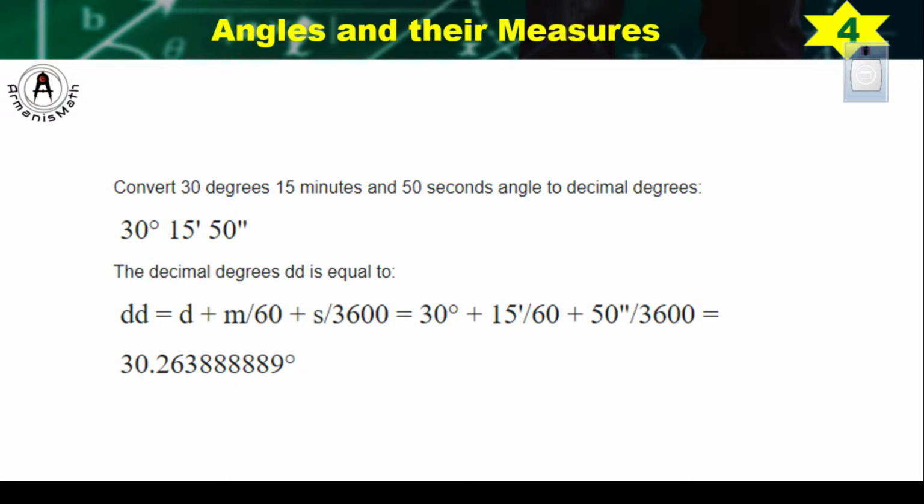How often would you use this? Not really often. We just wanted to be exposed to that measurement.